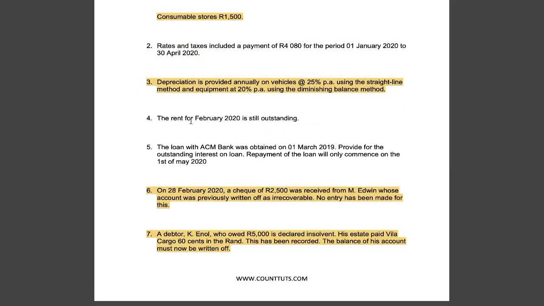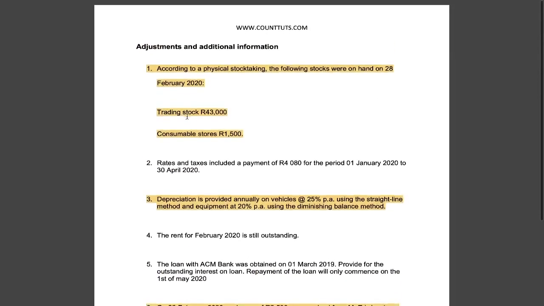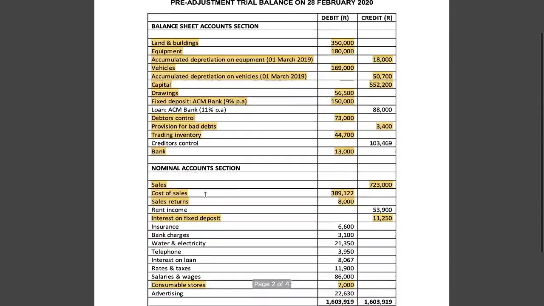Okay, and that is a common one with rent. They will tell you that you have either not paid enough, or you've not been paid enough, or you have overpaid for the financial period. So here we are told that the rent for February is still outstanding. And the only rent we have in our pre-adjustment trial balance is rent income. So it relates to that one.